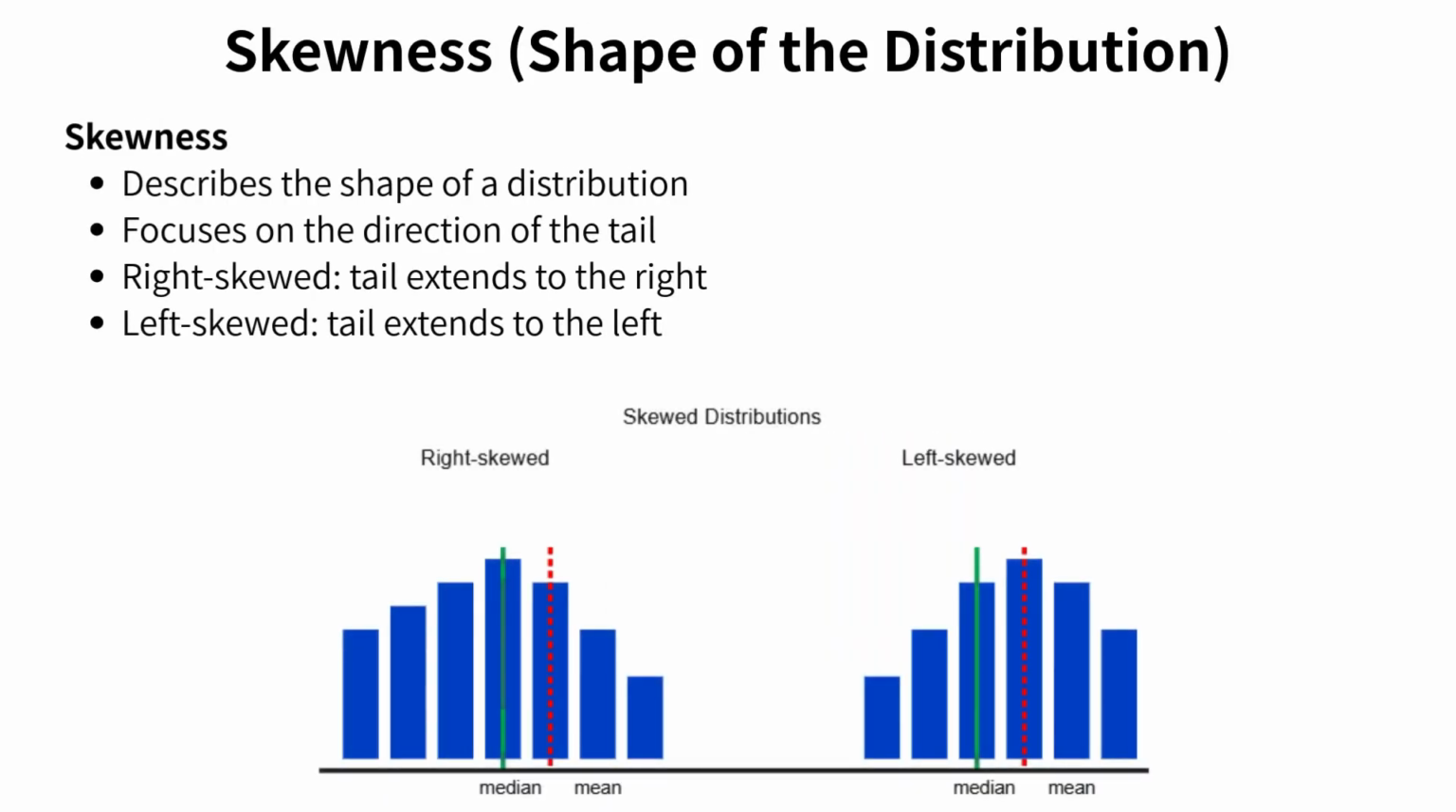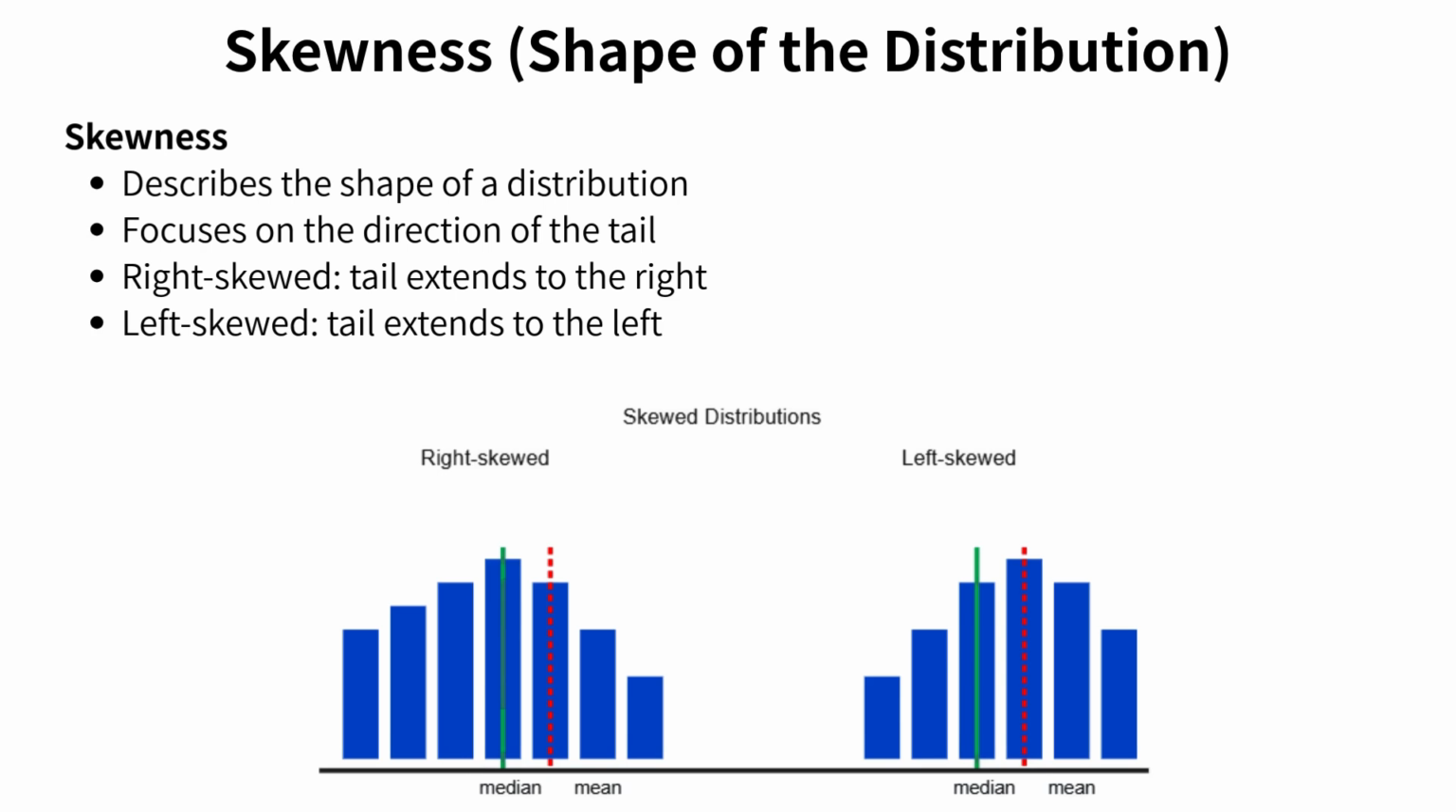Skewness describes the overall shape of a data distribution. Instead of focusing on how wide the data is, skewness tells us which direction the data leans. When data is skewed, values are not evenly distributed around the center. One side of the distribution stretches farther than the other. In a right-skewed distribution, the tail extends to the right.